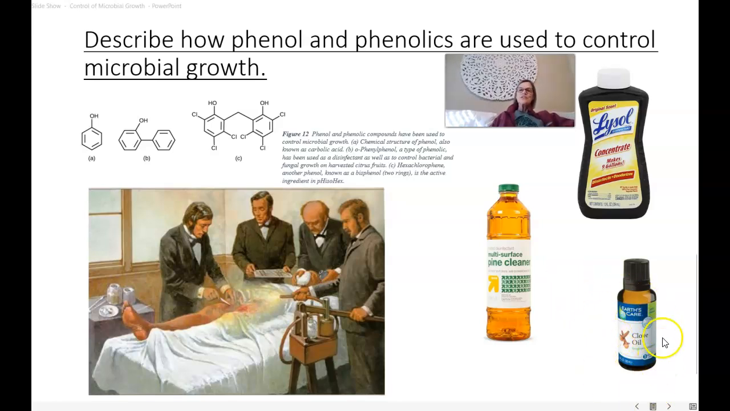Some people will say use some of these natural oils like clove oils for antimicrobials, and it's because they also have phenolic compounds in them. So phenolics are good antimicrobials. They're just not used today as much as they used to be.